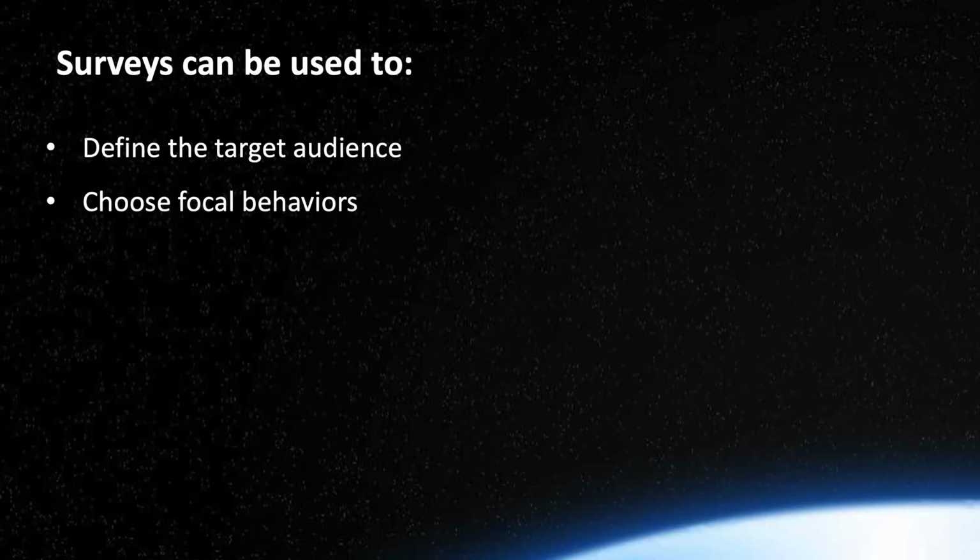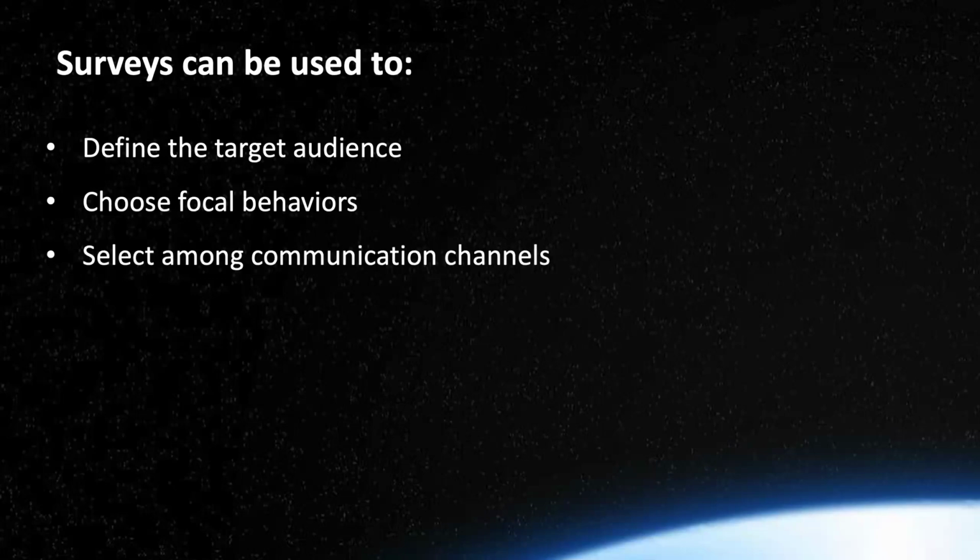We can use surveys to choose the focal behaviors that we want to target in some sort of communication campaign, right? We can look to see what are the barriers that are preventing people from enacting certain behaviors. We can look to see if certain behaviors are already widely practiced or adopted in the population, right? We can also use surveys to identify the communication channels that people are most likely to be using. How can we best reach people once we've settled on a message strategy and a message? What are the best ways to disseminate those messages, right?